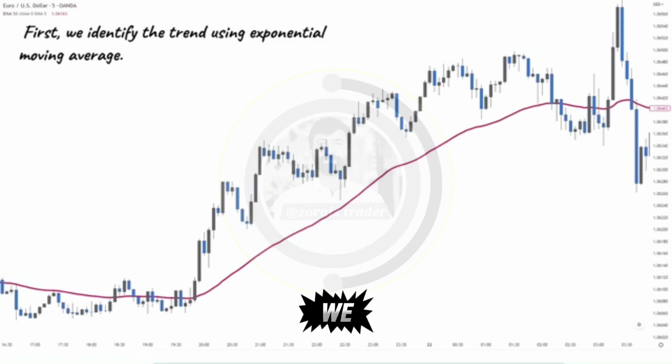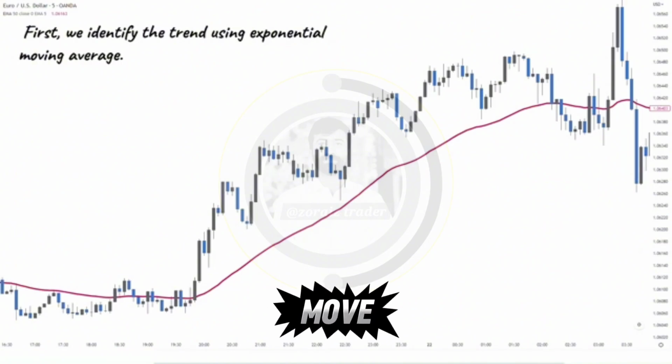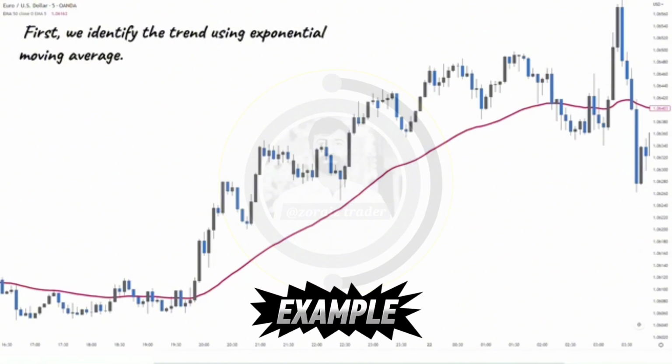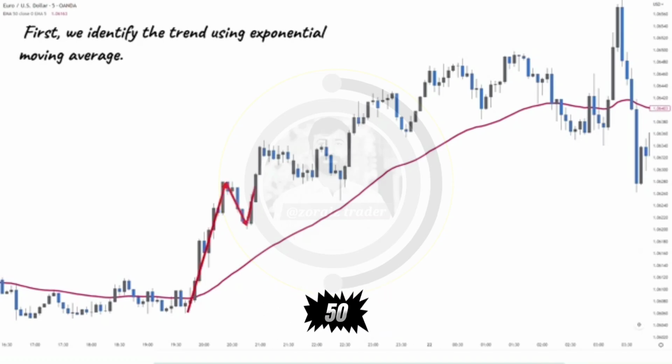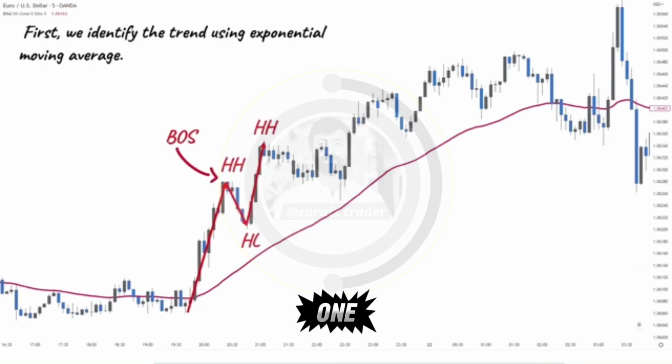To do that, we apply EMA 50 on the chart and simply need the price to break the EMA in one direction and give us 1, 2, 3 moves, with the third move breaking the structure level. For example, here the price broke the 50 EMA to the upside, made 1, 2, and 3 moves, and broke the previous market structure. So, we have identified that our trend is bullish, as long as we stay above the higher low, and we will only look for buying opportunities.